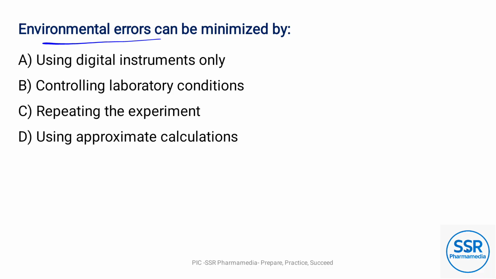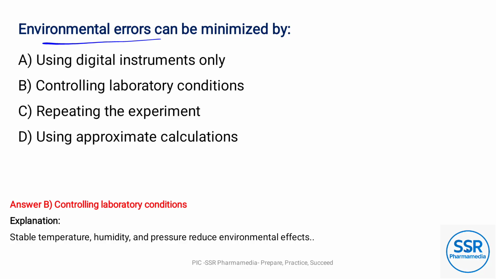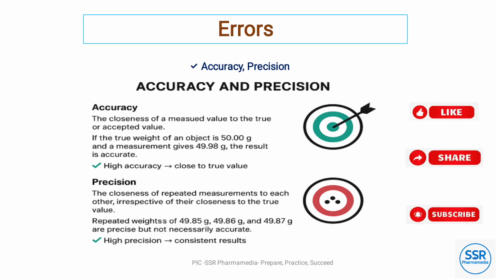Environmental errors can be minimized by, so the answer is option B, controlling laboratory conditions. Stable temperature, humidity and pressure reduce environmental errors. Next we will discuss accuracy and precision. Accuracy means the closeness of the measured value to the true or accepted value.